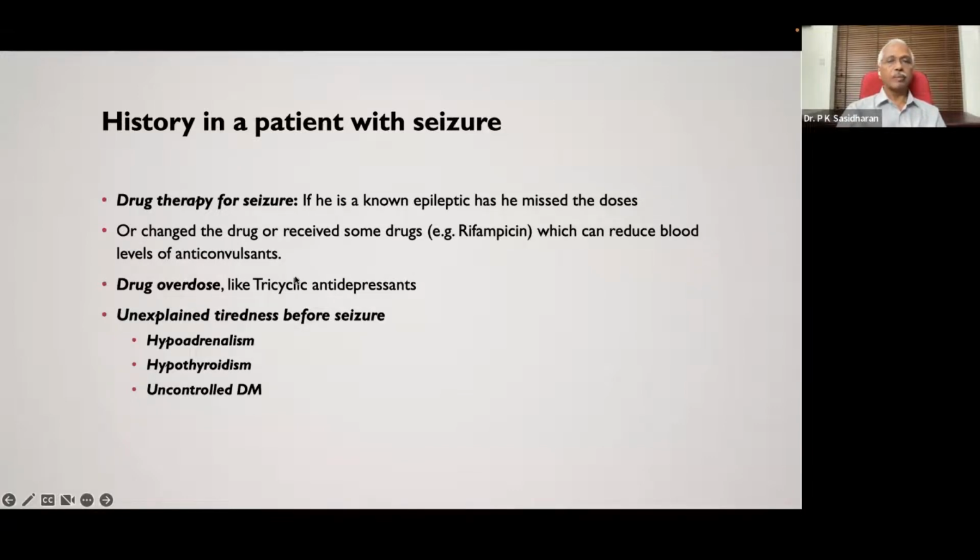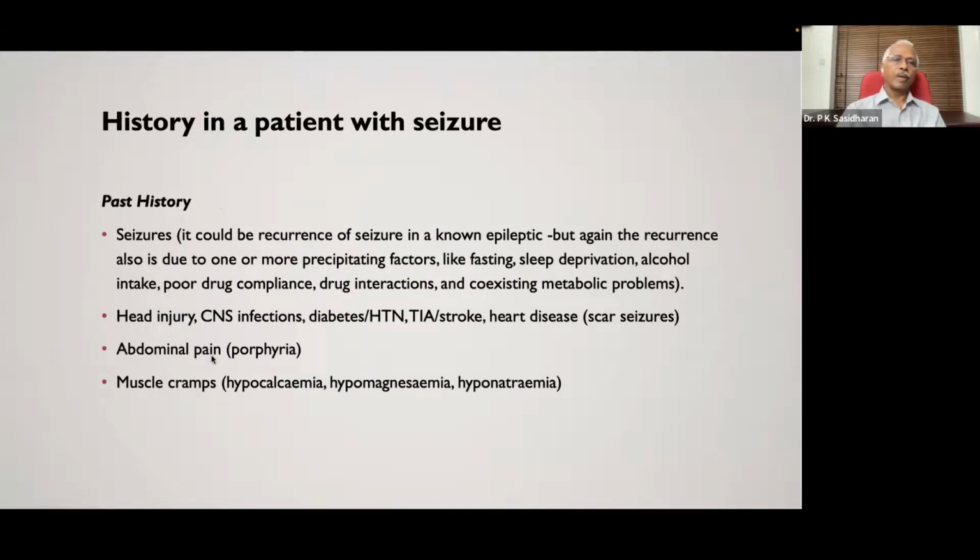Sometimes drug overdosage may be a cause for seizures, like tricyclic antidepressants. Unexplained tiredness before the onset of seizures might indicate endocrine disorders like hypothyroidism, or sometimes uncontrolled diabetes. The past history has to be elicited very clearly: past history of head injury, CNS infection, diabetes, hypertension, TIA, stroke, and heart disease. Because sometimes the scar of a past CVA may be the cause for a seizure.